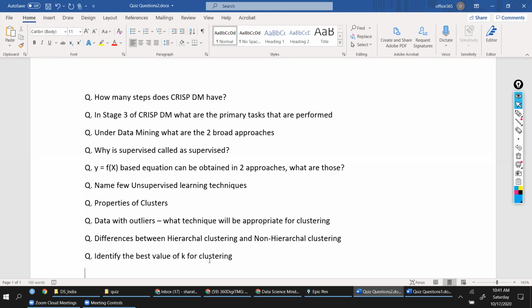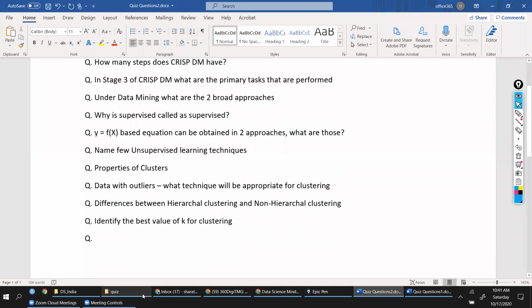Let me think of a question here, okay? What technique should I apply to measure the similarities between the records if the data is categorical?